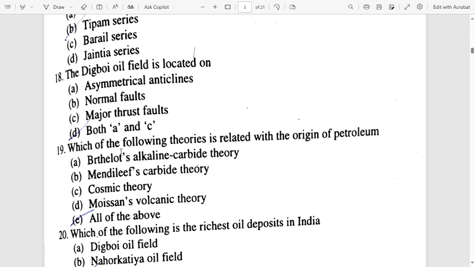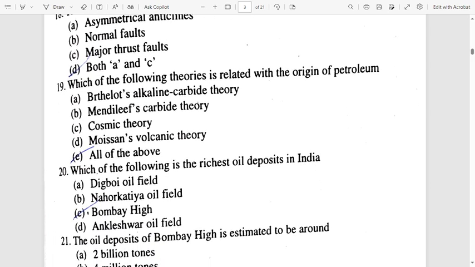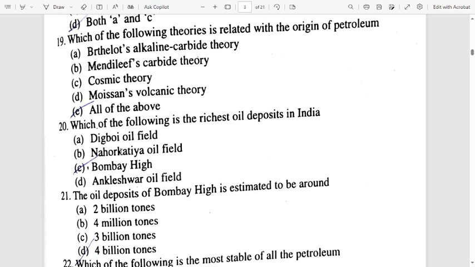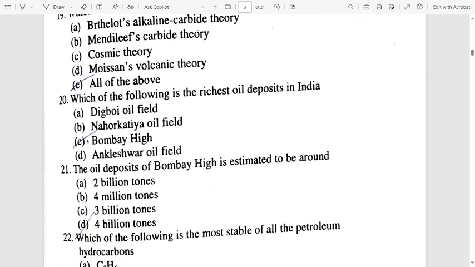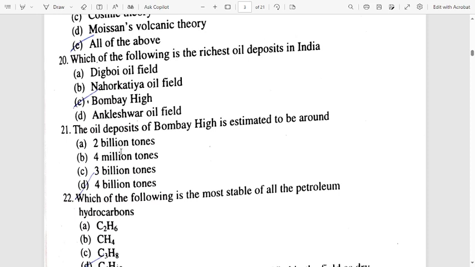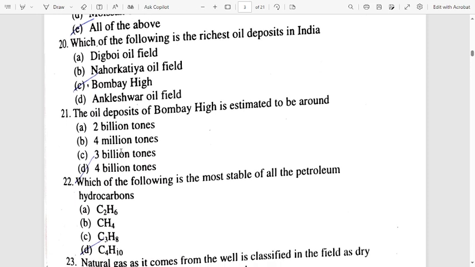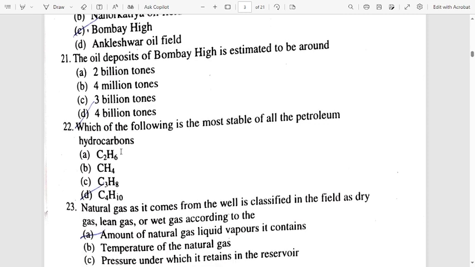Which of the following theories is related with the origin of petroleum? Berthelot's alkaline carbide theory, Mendeleev's carbide theory, cosmic theory, Moissan's volcanic theory. All of them. Which of the following is the richest oil deposits in India? Bombay High. The oil deposits of Bombay High is estimated to be around 4 billion tons. Which of the following is the most stable of all the petroleum hydrocarbons? That is butane, C4H10.